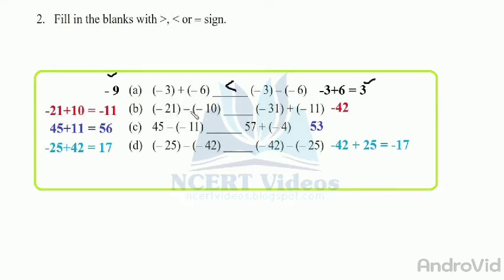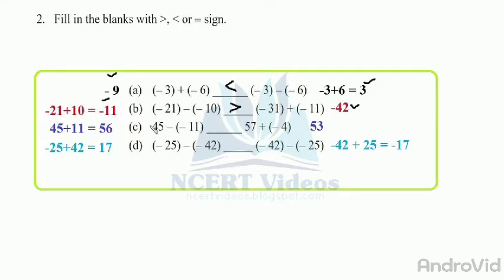Now here, minus 21 minus minus 10. So minus minus is plus again. Now here signs are different, we subtract and the sign comes from the greater number. Therefore it is minus 11. Now here minus 31 plus minus 11, signs are same, we add them up, that is minus 42. Now here you can see that minus 11 is nearer to 0 on the number line, therefore it is greater. Therefore sign toward it.